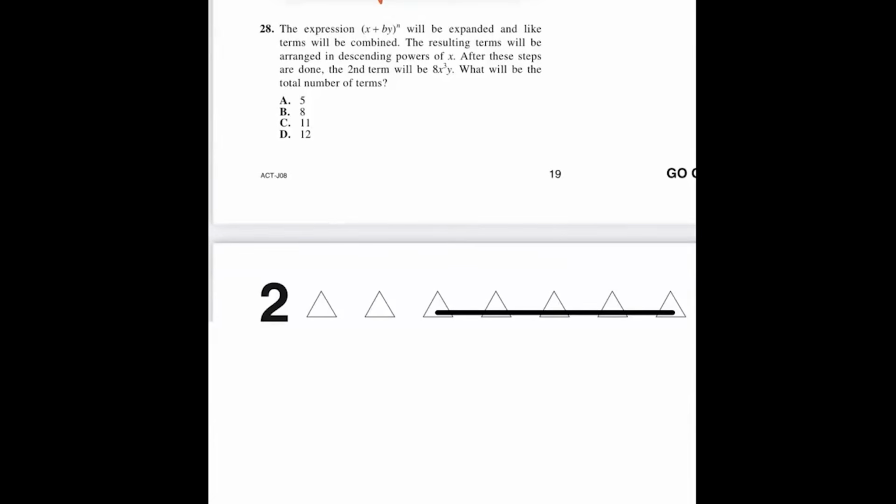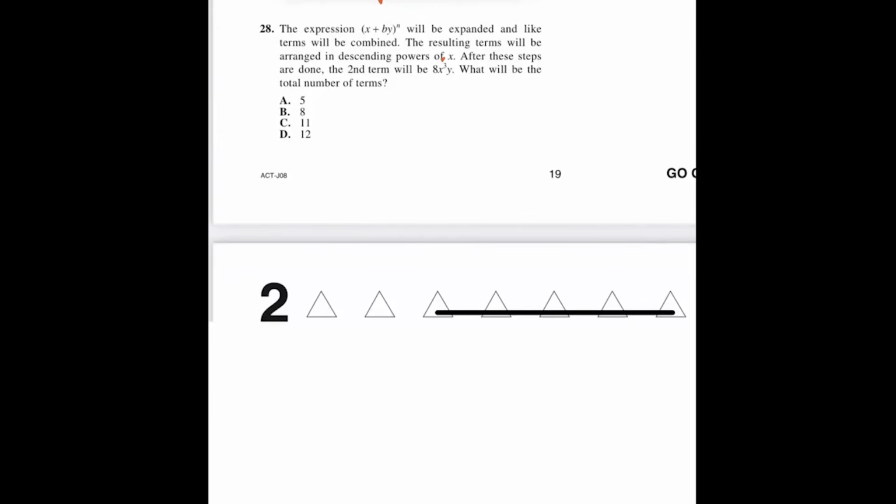So on this problem right here, this is going to be an expanding term problem. And as we move forward, these are going to get harder and harder. The resulting terms will be arranged in descending power. So after these steps are done, the second term will be this. What will be the total number of terms in this problem? So on 28, it's pretty much wanting to FOIL out a good bit. And one thing that you want to note here is you have x to the power of 3, and that is going to be the second term, so it is likely going to be a little bigger.